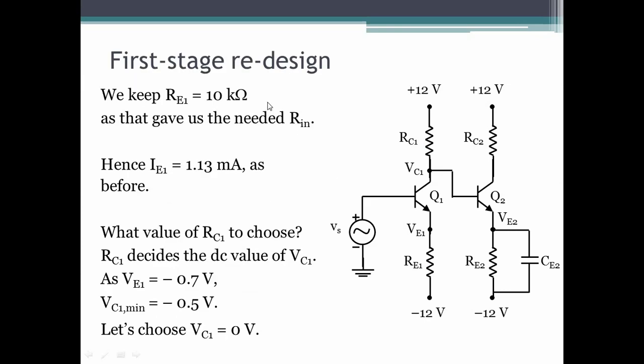So we'll keep RE equal to 10 kilo ohms. If RE is 10, then the emitter current stays the same, because the emitter current is simply (minus 0.7 plus 12) divided by 10. So that is 1.13 milliamps. Now we have to choose an RC. What value should we choose?